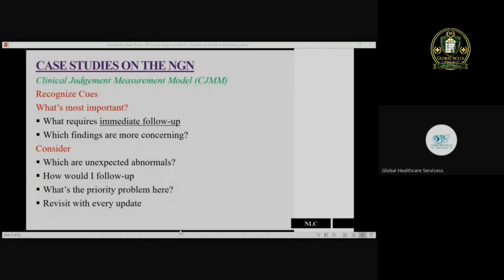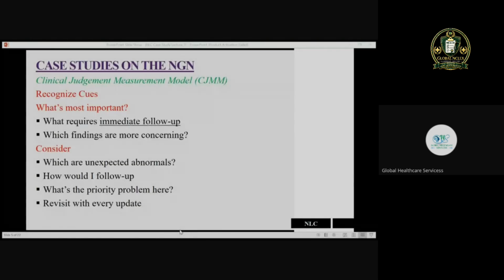Okay, what requires immediate follow up? Which findings are more concerning? Consider which are unexpected abnormals. How would I follow? For example, if your patient has a blood pressure of 150 over 90 and oxygen saturation of 85%, then what is your first priority? To provide the oxygen. Very good. Provide oxygen by Maslow. ABC: first we need to check the airway, then breathing, then the circulation.